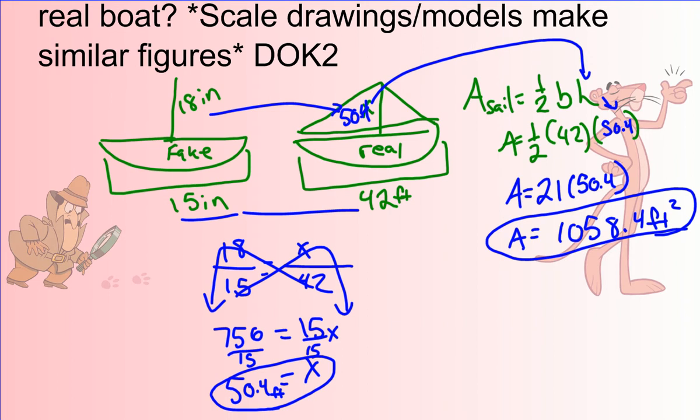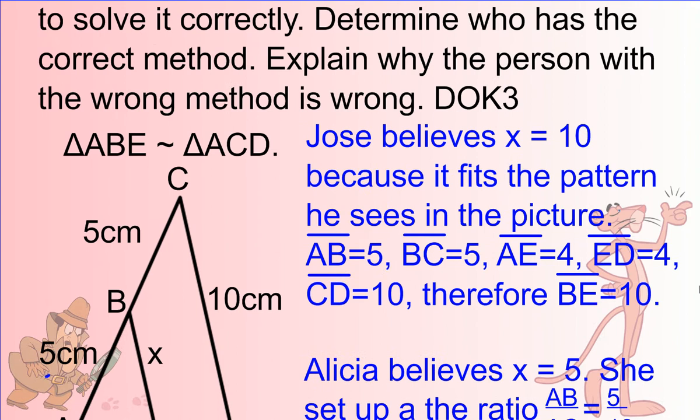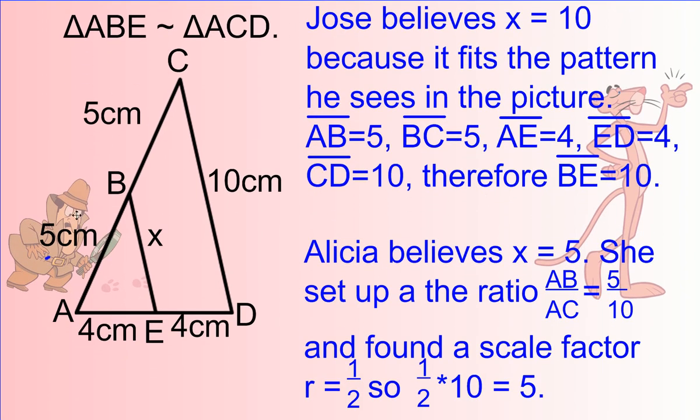See. Jose and Alicia are trying to solve the problem below together, but disagree on how to solve it correctly. Determine who has the correct method. Explain why the person with the wrong method is wrong. So you have the image on your paper. You do not have what I have in blue, the descriptions of what each person believes.